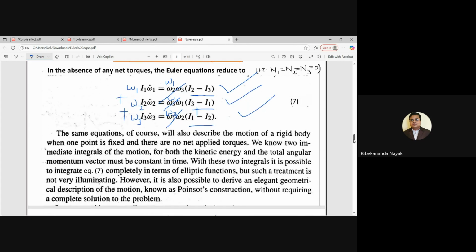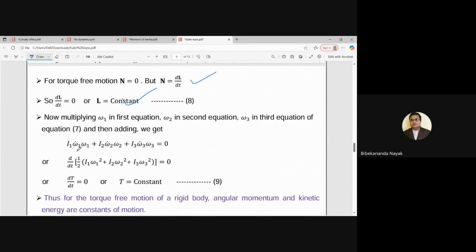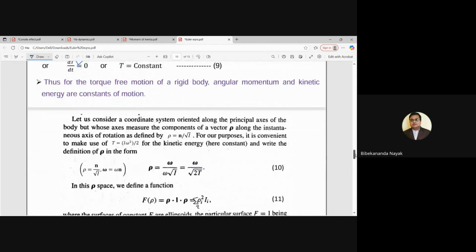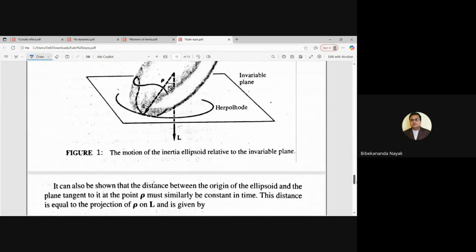So the left hand side, I1 omega 1 dot omega 1, I2 omega 2 dot omega 2, I3 omega 3 dot omega 3, is 0. But what is this? It is the derivative of half I1 omega 1 square plus half I2 omega 2 square plus half I3 omega 3 square, which is nothing but kinetic energy. The derivative of kinetic energy is 0, which means kinetic energy is constant. Thus, for the torque free motion of a rigid body, angular momentum and kinetic energy are constants of motion. These are simple analyses.